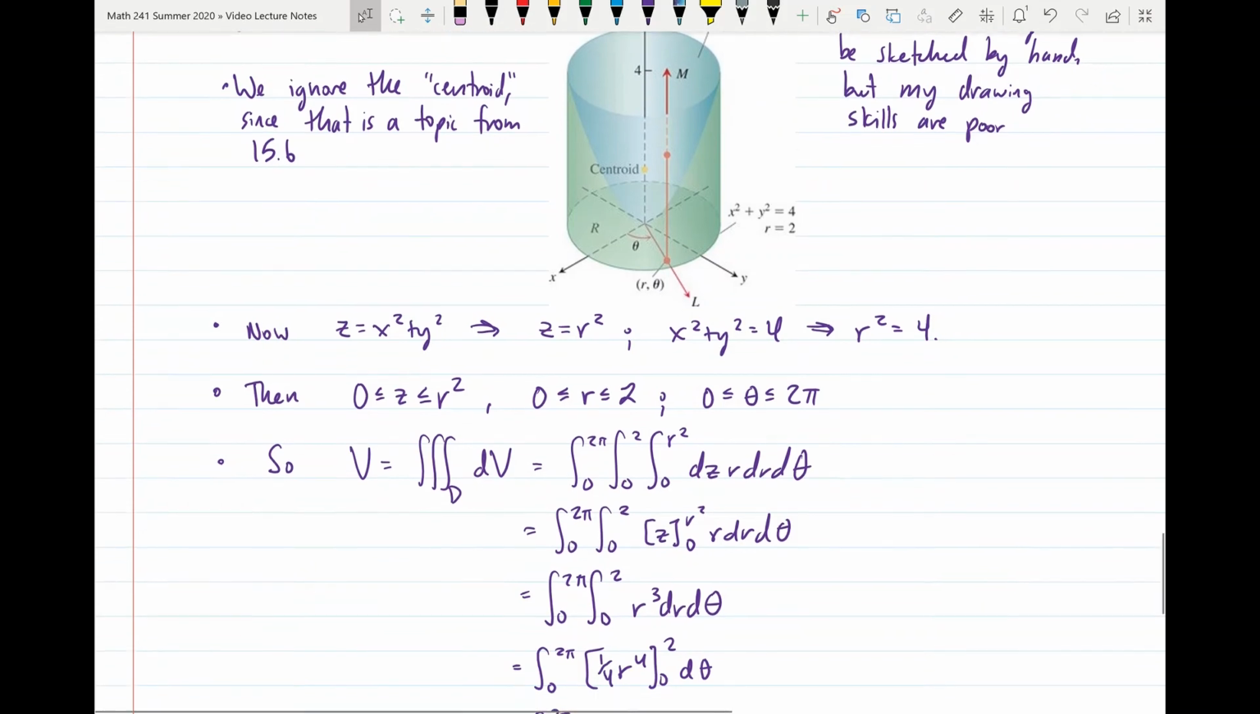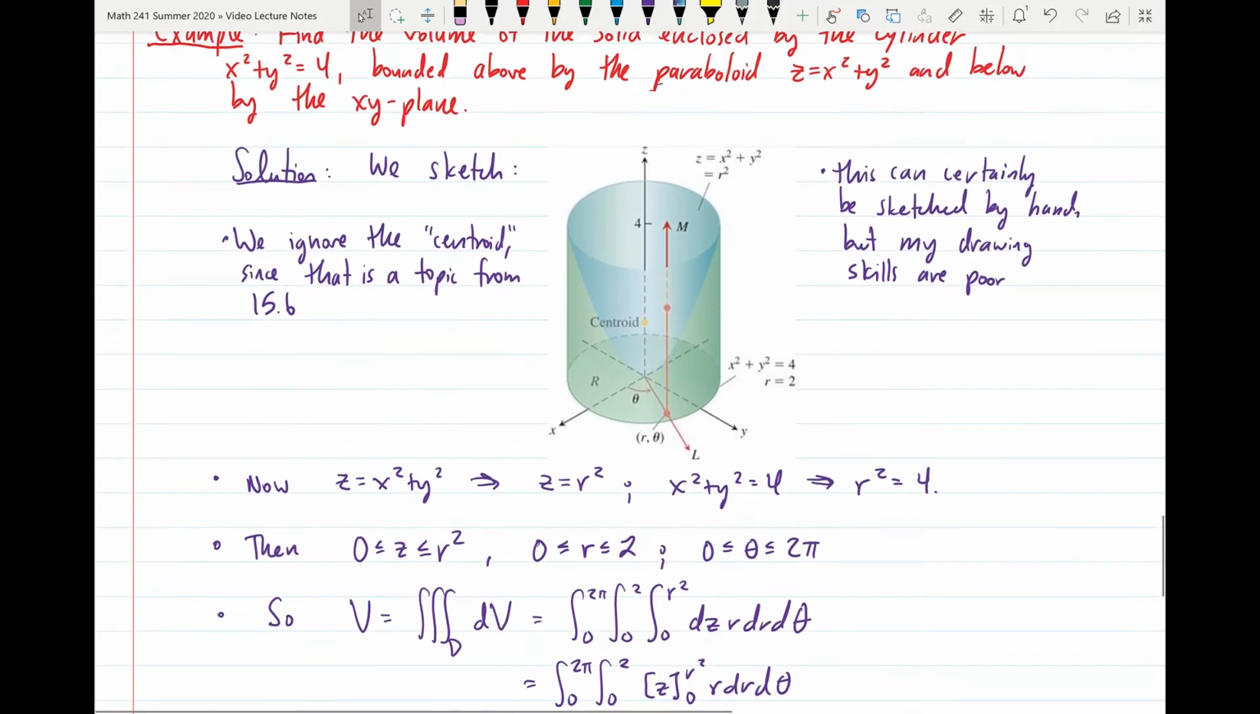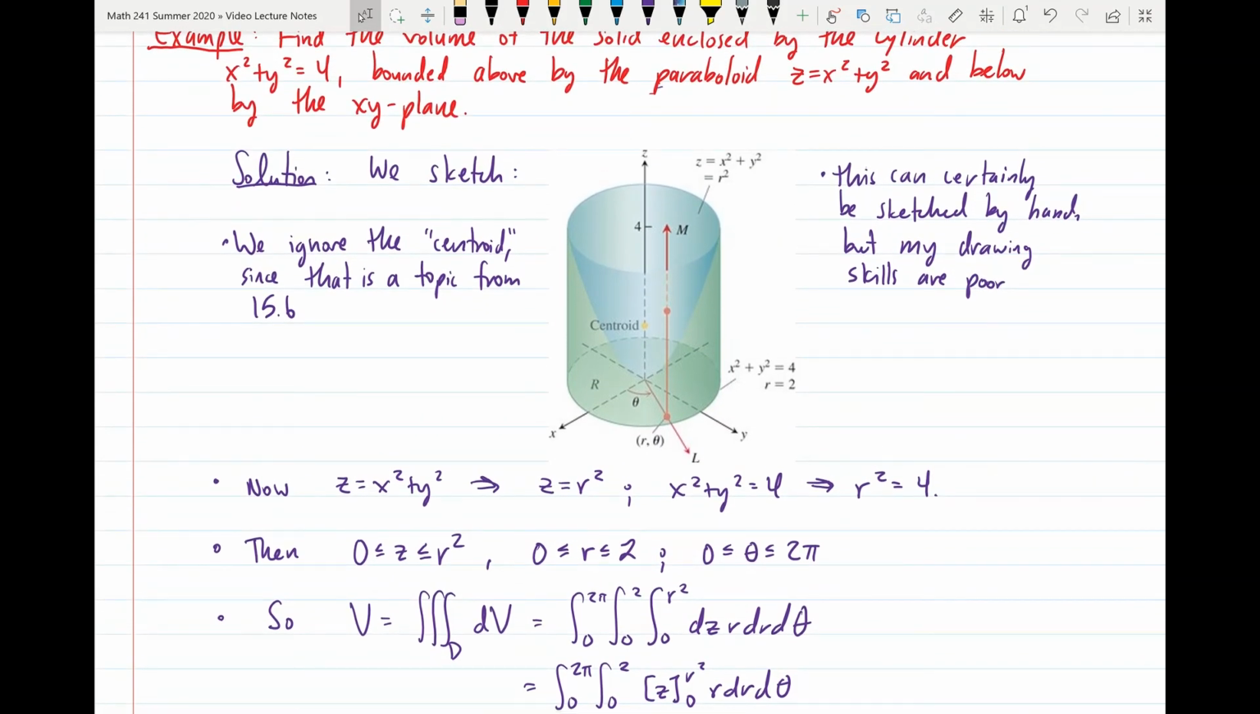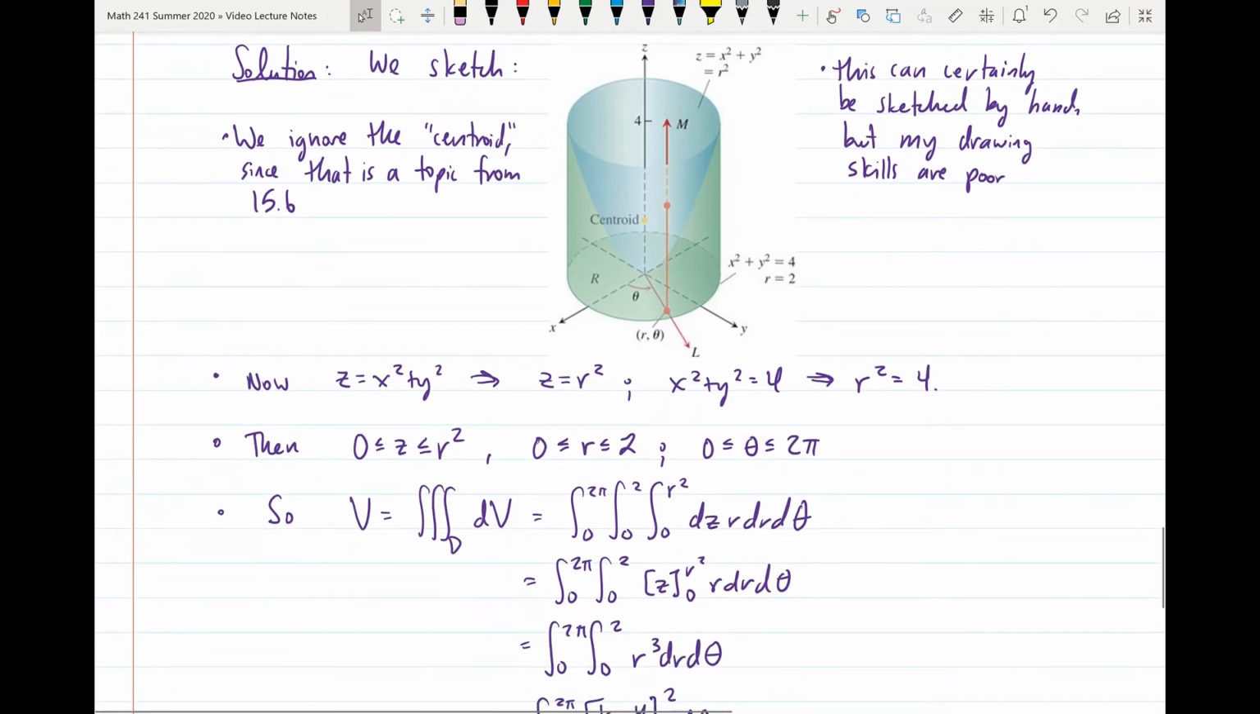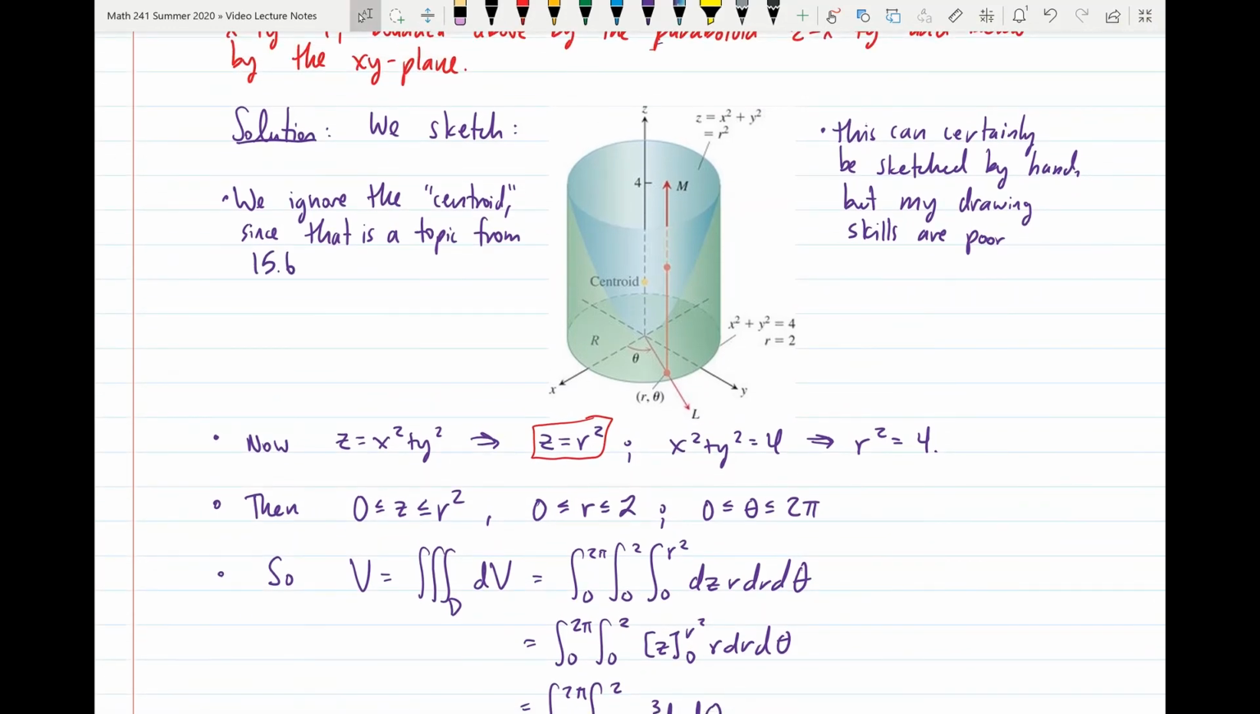So the first thing we want to do is take the functions that are given to us in rectangular coordinates and convert them to functions in cylindrical coordinates. First we have z equals x squared plus y squared, and that's just going to go to z equals r squared, because x squared plus y squared is equal to r squared. We also have x squared plus y squared is equal to 4, and again that's just going to go to r squared is equal to 4.